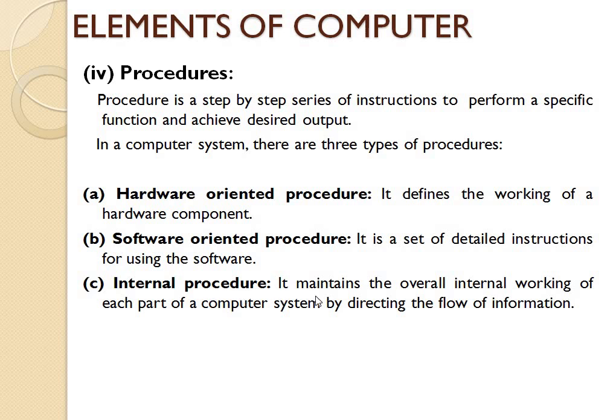ஓகேவா, next internal procedure. It maintains the overall internal working of each part of the computer system by directing the flow of instruction. Clear? So computer system-ல internal-ஆ என்னென்ன work ஆகிட்டு இருக்கும், which we can't see. External-ஆ நம்மளால சொல்லலாம். Internal-ஆ how computer system working, என்னென்ன process நடக்குதுன்றதெல்லாம் சொல்ல முடியாது. But somewhat இந்த மாதிரி process, நான் இப்போ data கொடுத்தா இந்த மாதிரி data convert ஆகி வருதுன்றத நம்ம ஒரு procedure ஆக we can tell. Okay, so those things are called as the internal procedure. Procedure is nothing but step by step instruction. Okay, we have three: hardware, software, and the internal procedure.